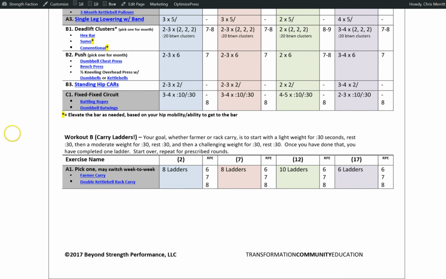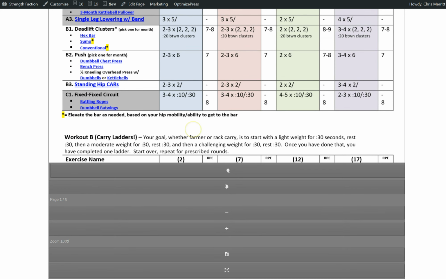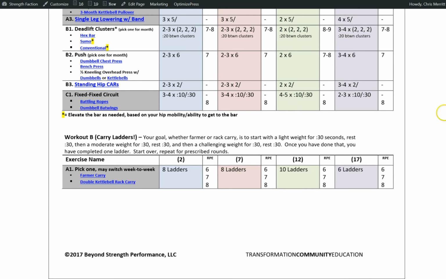Then moving on to workout B, it says carry ladders. Your goal, whether farmer or rack carry, is to start with a light weight for 30 seconds, rest 30 seconds, then a moderate weight for 30 seconds, rest 30 seconds, then a challenging weight for 30 seconds, rest 30 seconds. Once you've done that, you've completed 1 ladder, start over, repeat for prescribed rounds.